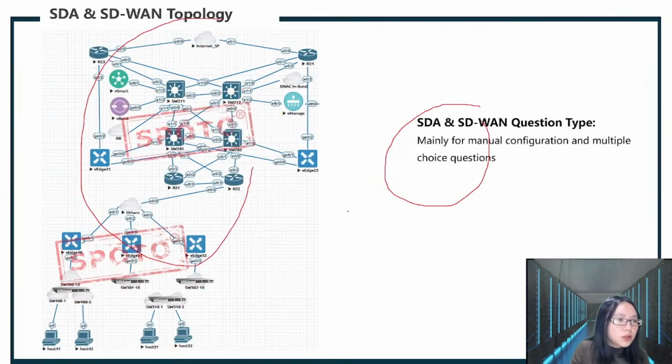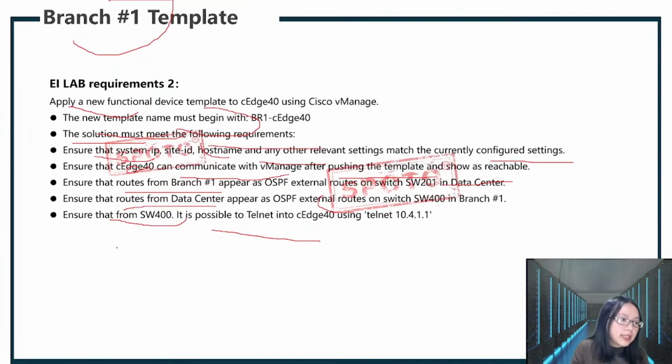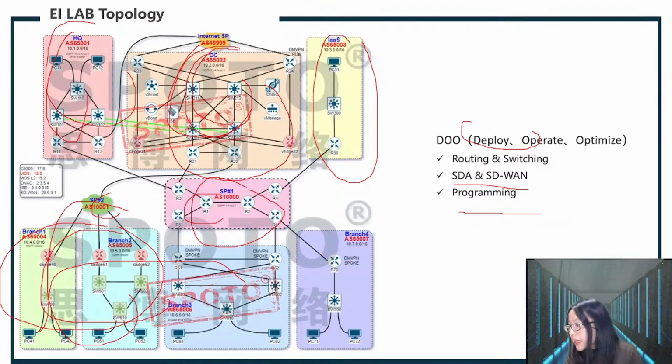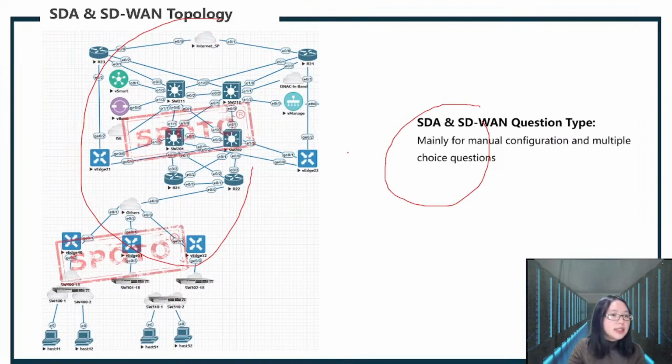So this requirement just requires that these two branches can communicate with the DC and each other. The DC can receive the routes from these two branches, and these two branches can receive the routes of the DC. Okay, let's continue.